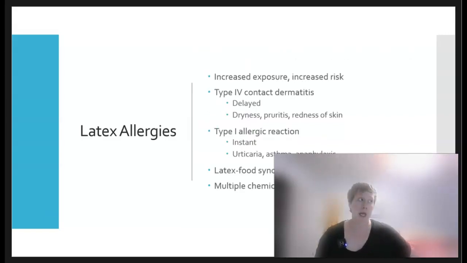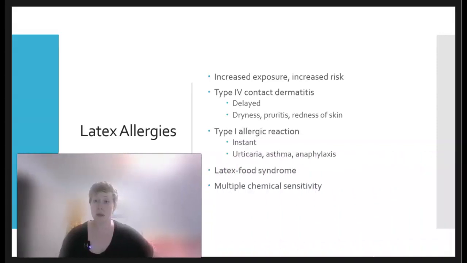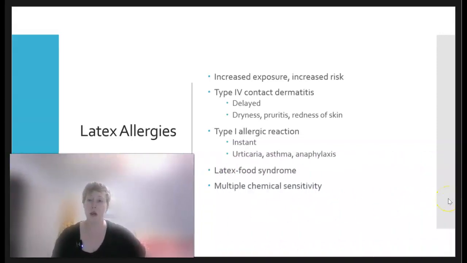We need to talk about latex allergies. We are working in healthcare here, and so you need to be very aware of this for yourself as well. This is something that I have developed over my years in healthcare. And so I no longer use latex gloves; if I'm doing a sterile procedure, I have to go get non-latex gloves. Most of healthcare is moving away from as much latex as possible because we know repeated exposure to latex generally develops an allergy. So we increase our exposure, we increase our risk, and that risk increases with repeated exposure.